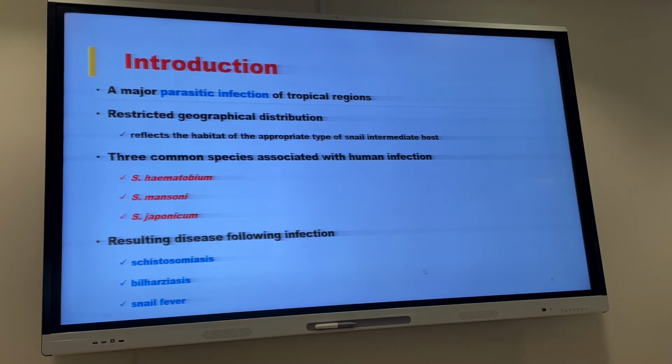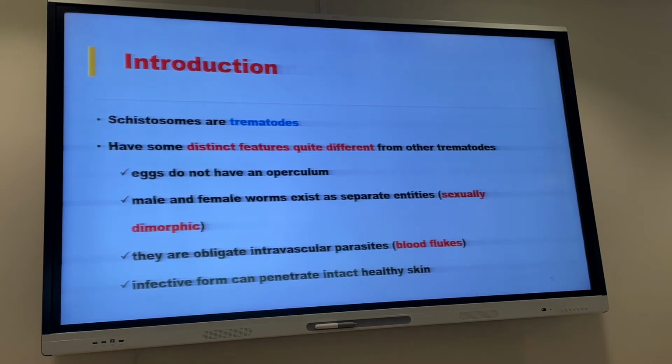The resulting disease is schistosomiasis, which is also referred to as bilharziasis. This is named after the German scientist who was the first person to describe the life cycle of this parasite. Schistosomiasis is also referred to as snail fever because you need the snail intermediate host for the life cycle to be completed. Now let's do a little bit of revision.